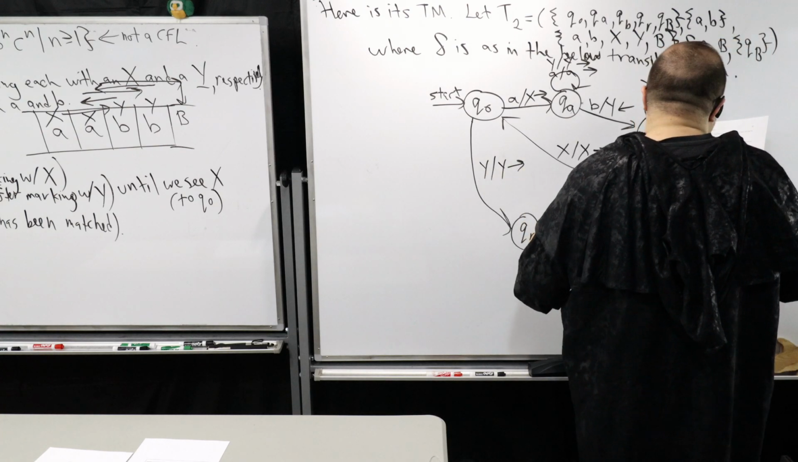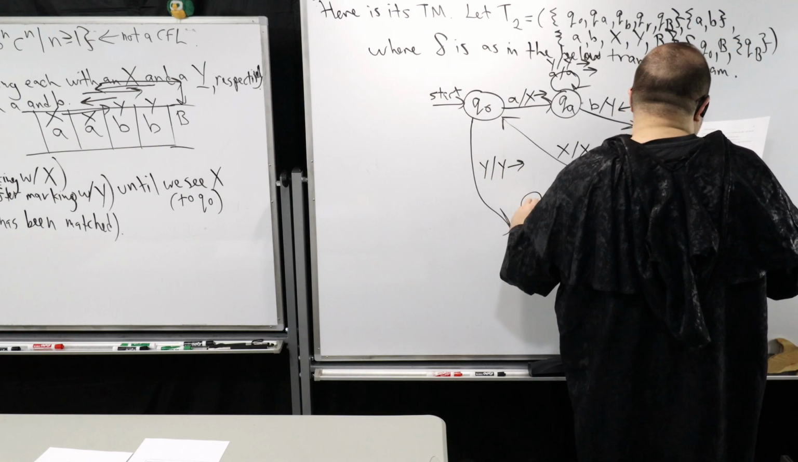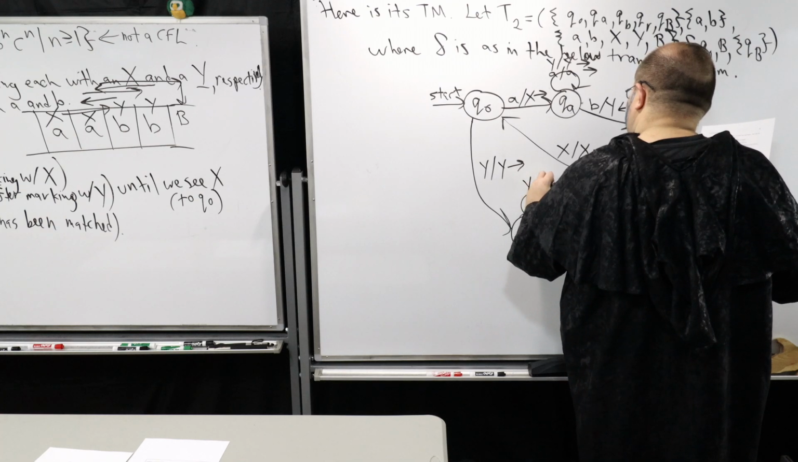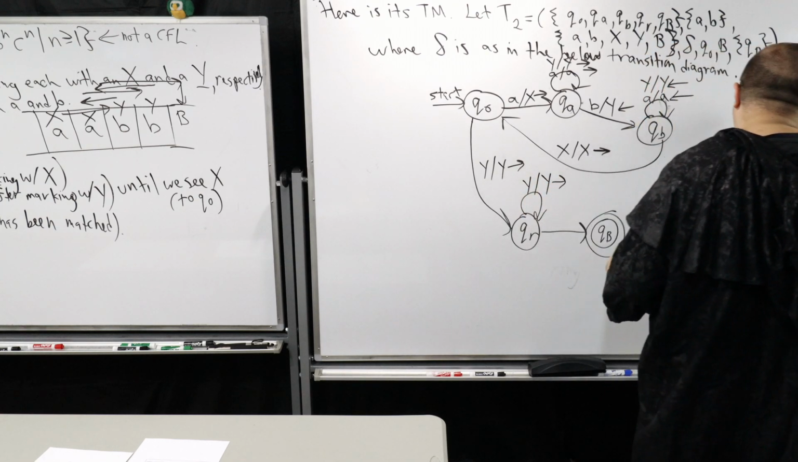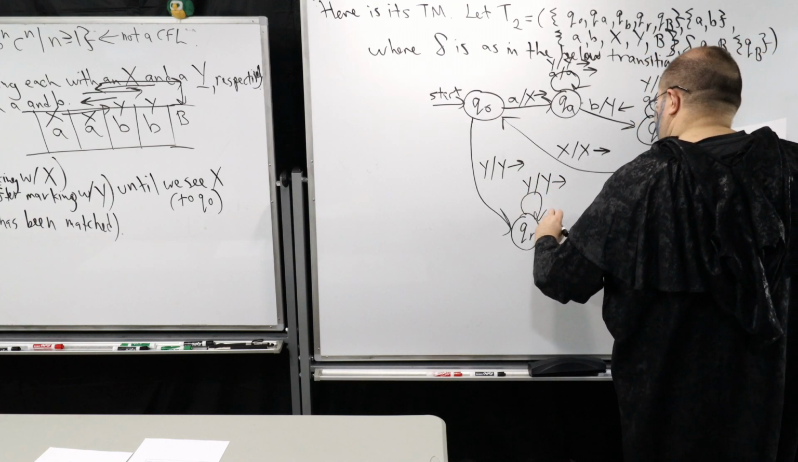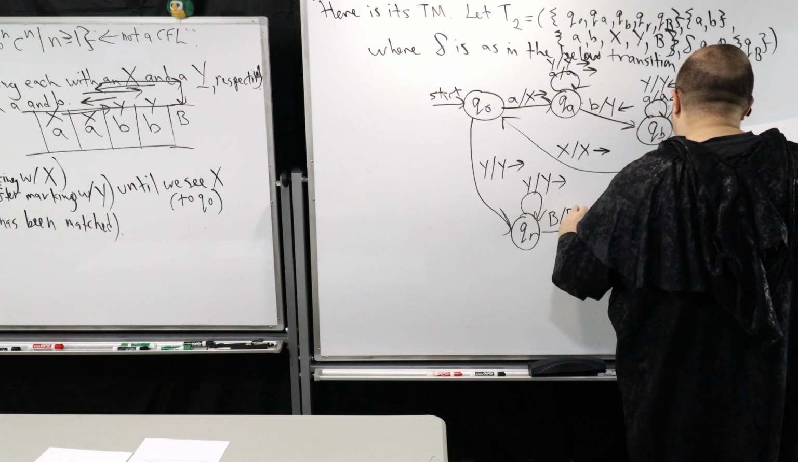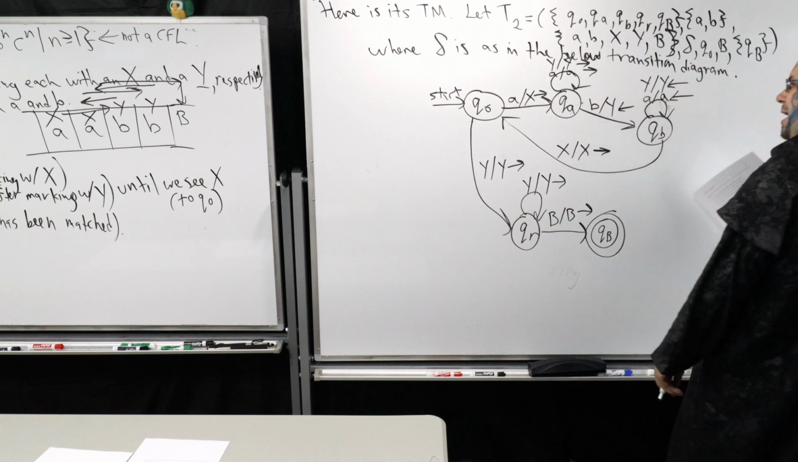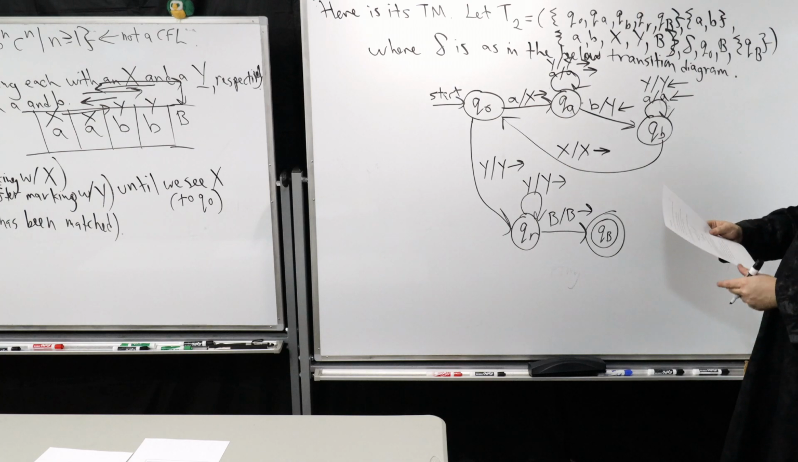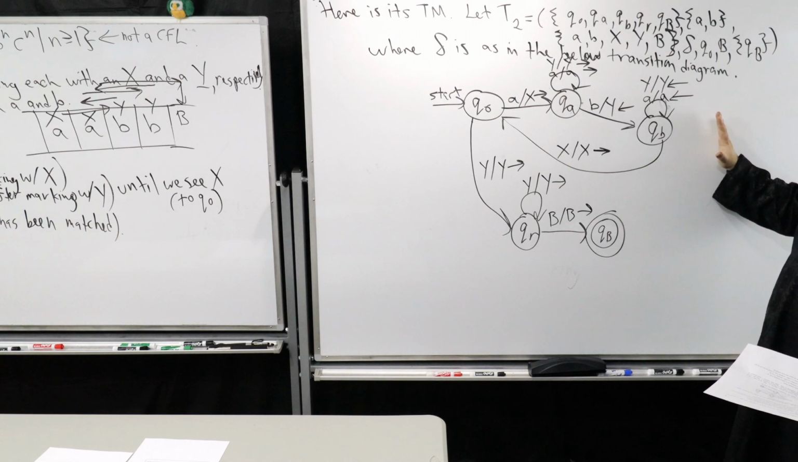So I'm going to get a Y, and then I'm going to, of course, transition. I'm just going to keep the Y's there, and I'm just going to move right until I get to the blank. And when I see a blank, I keep the blank there, and I just go to the right. So this is our Turing machine drawn as a transition diagram for this language.